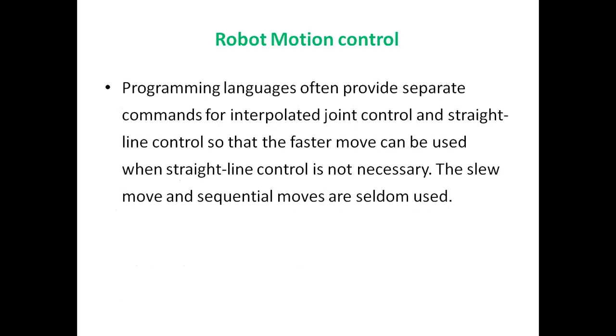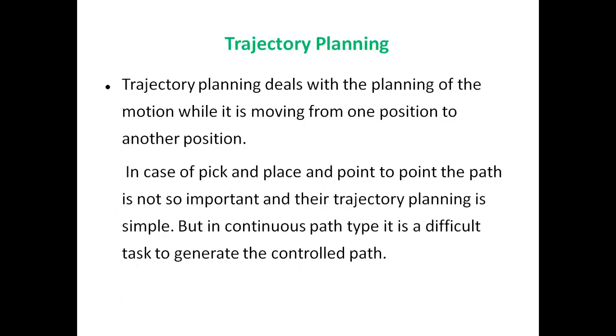When we go for robot motion control, programming languages often provide separate commands for interpolated joint control and straight line control, so that the faster move can be used when straight line control is not necessary. The slew move and the sequential moves are seldom used.